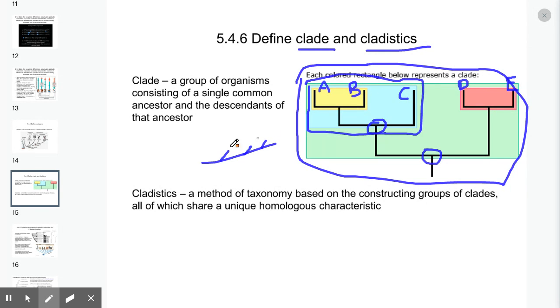And cladistics is just the science of naming them. So it's a method of taxonomy by organizing these organisms into clades. There's a term down here that we haven't talked about yet, and it's homologous structures. Homologous characteristics are simply characteristics that have the same structure but are often used for different things. They have a different function.